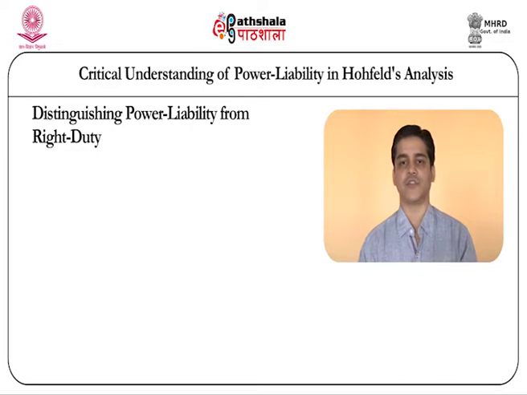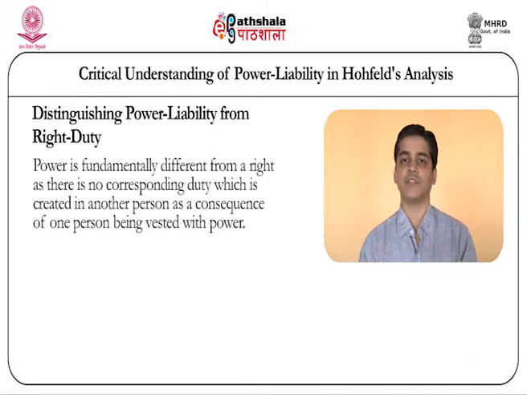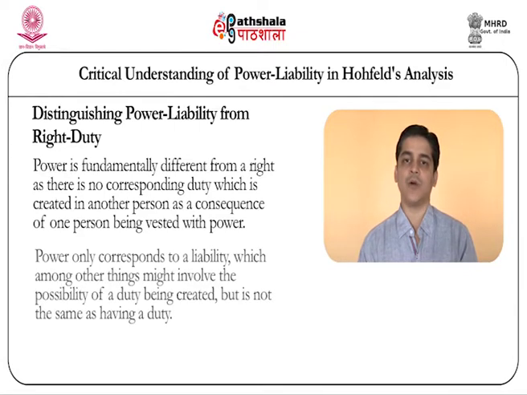Once we understand power liability relation, we need to understand that it is significantly different from a right duty relation. When I have a power to do something, the other person does not have a duty, he has a liability. And that is where power is different from right, because a right can exist only when there is a correlative duty for that right. If another person does not have a duty towards me, I cannot be having a right. What I have may be something else, but it cannot be called right in the proper sense of the term as explained by Hohfeld. Power means that somebody else has a liability.